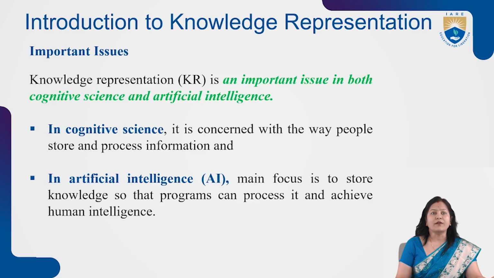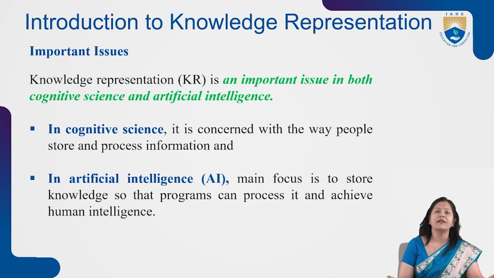Again, there are two important issues. Knowledge representation is an important issue in both cognitive science and artificial intelligence. I hope you might have known what cognitive science is. Cognitive science is concerned with the way people store and process information. Basically, cognitive science is the study of the human brain and how it perceives, processes, and interprets as well as produces output. That study is called cognitive science.